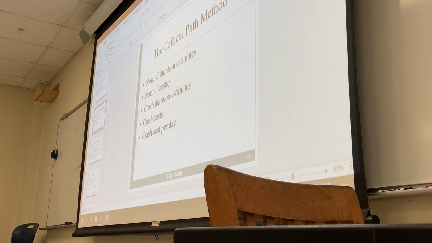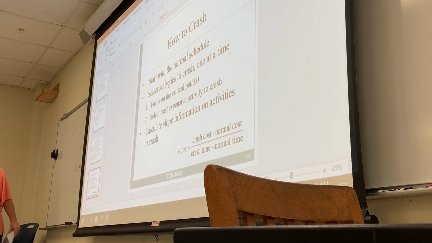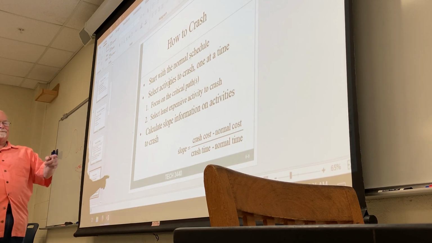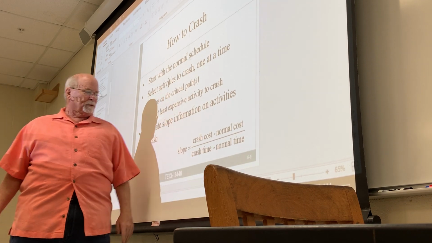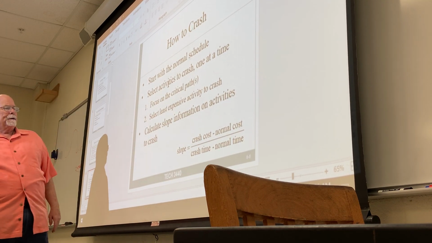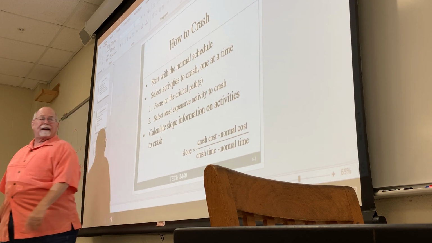And that was shown actually as a slope. Crash cost minus normal cost divided by crash time minus normal time. But you're looking at the least expensive activity to crash.